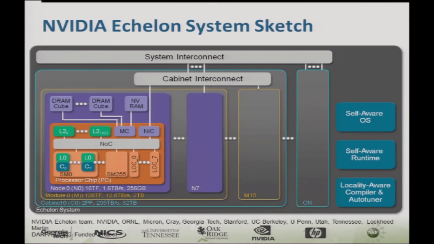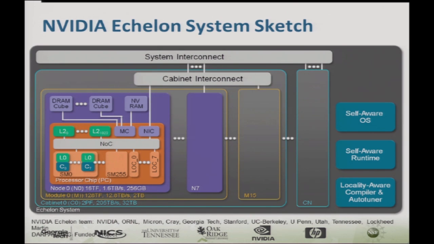Just to give you a target, when we were working with NVIDIA a year ago, we came up with this system sketch of a system called Echelon, an idea for an exascale system. If you look at the lowest level of the nodes, a processor chip would look like this. It has a lot of streaming multiprocessors, a la Fermi or Kepler, and some latency-optimized cores, x86-type cores, or ARM.